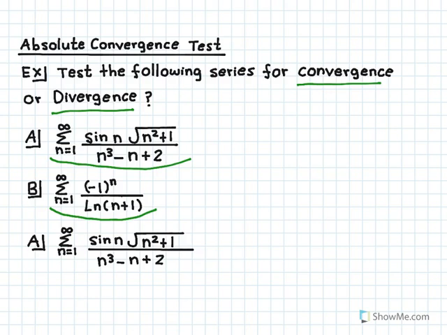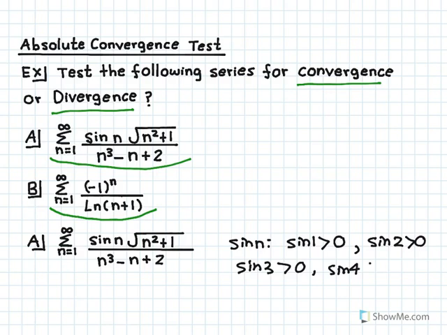We have summation n equals 1 to infinity, sine n times square root of n squared plus 1 divided by n cubed minus n plus 2. This series has both positive and negative terms, because if we look at sine n, we know that sine 1 is positive. If we put this into a calculator, sine of 1 radians, always be in radian mode when you're calculating the values of these trig functions. Sine 2 is positive. Sine 3 is also positive, but sine 4 is negative.